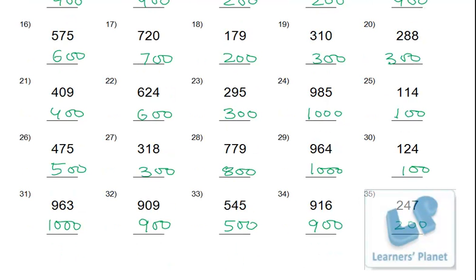So kids, I hope you are clear with the concept of rounding off to nearest 10 and rounding off to nearest 100. Okay, so do revise this session and the previous one.